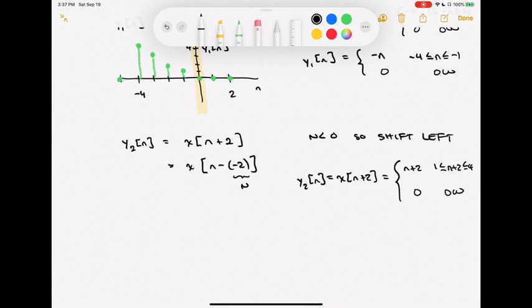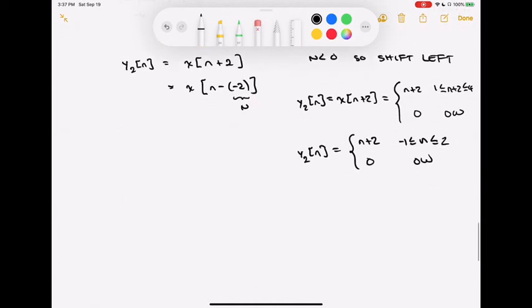I'm going to go ahead and clean this up. y2 of n then is equal to what? Well, it's still going to be n plus 2, not much I can do on that. But for the inequality, I'm just going to subtract 2 from everywhere. So 1 minus 2 is minus 1, right? n plus 2 minus 2, that's just going to be n, right? And then 4 minus 2 is 2. So on the interval minus 1 to 2, I'm going to get a particular expression, and it's 0 otherwise.